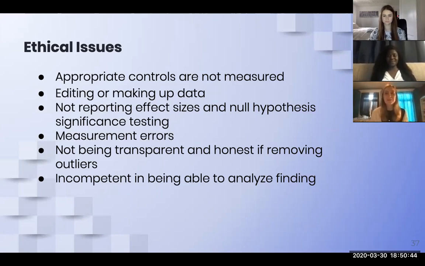Anyways, I'm here to talk about ethical issues. So I know we've spoken a lot about ethical issues within the SSW program, especially a lot in counseling.